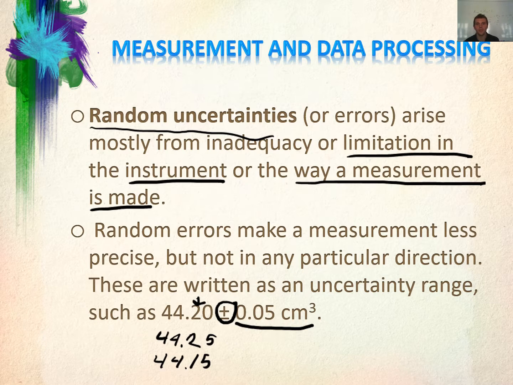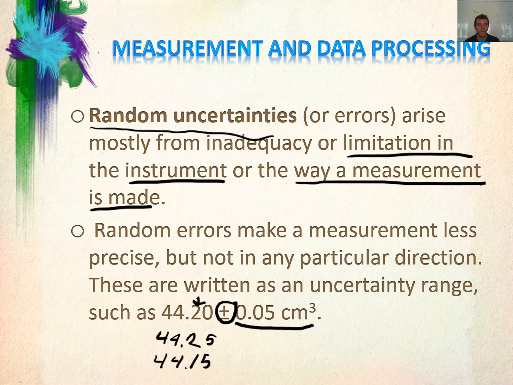And this also has to do with the way a measurement is made, so if you're looking at the meniscus or not. Random errors make a measurement less precise, but not in any particular direction. So that's why we use these as a plus minus thing.